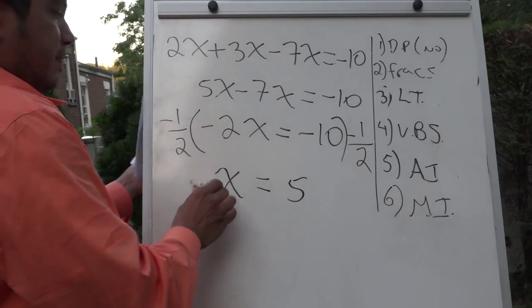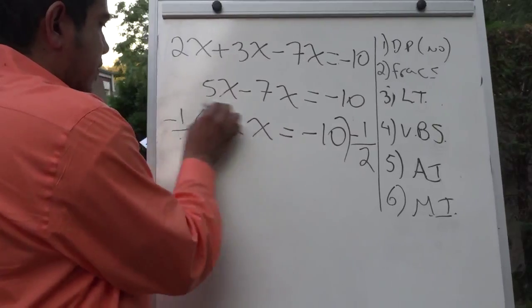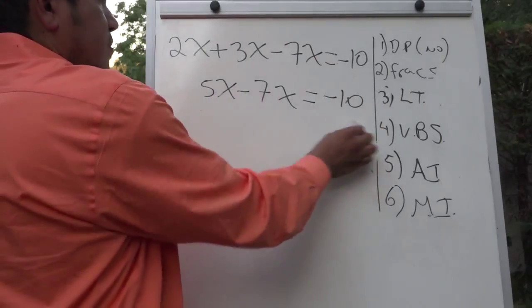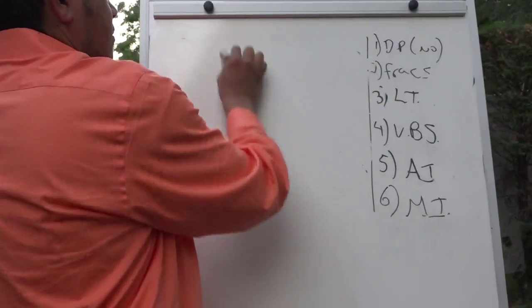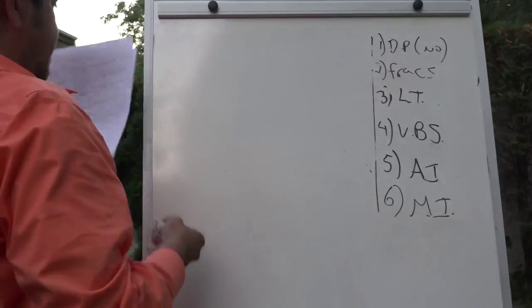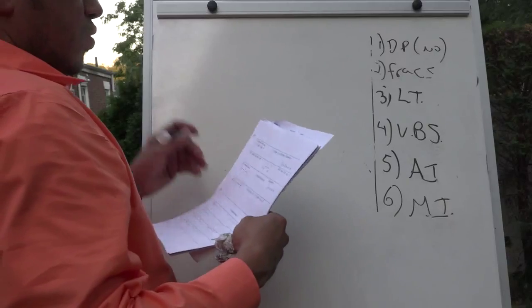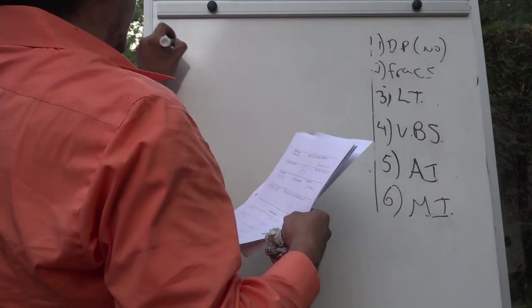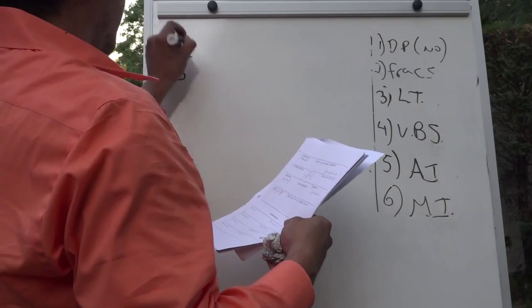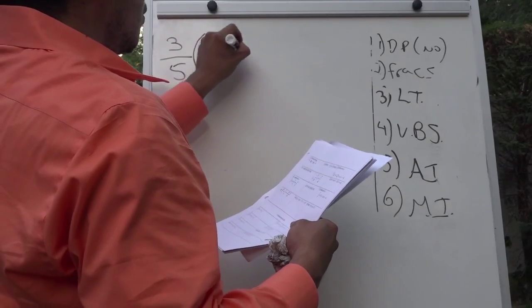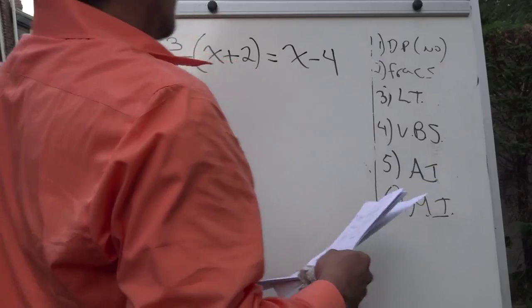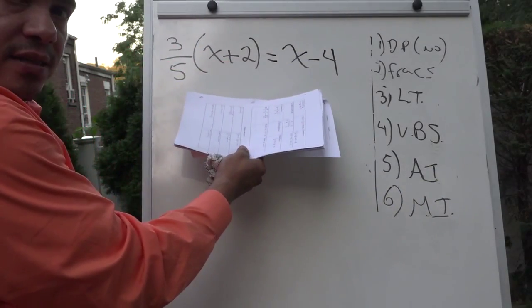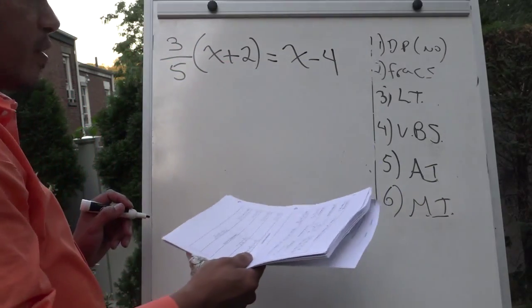Okay, let's move on. You could pause the video, you could do whatever. I'm trying to go as slow as possible so you can understand how to solve this. Okay then. So let us do the following. 3 over 5 times x plus 2 equals x minus 4. Distributive property? Yes. So let us take care of the distributive property.